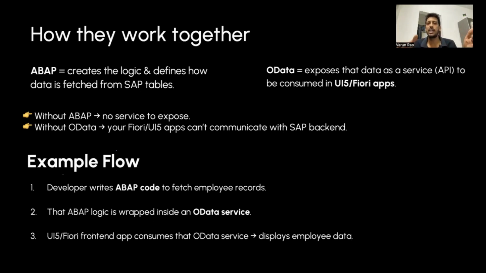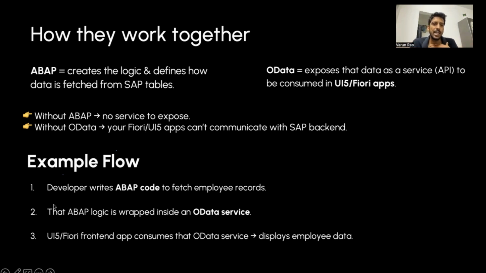Now, how do they work together? Like I just said, ABAP creates the logic and defines how the data should be fetched, while OData brings that data or exposes that data to UI5 Fiori. Now, without ABAP, there is nothing to show or expose in your OData. And without OData, your Fiori, that is your front end, cannot communicate with the backend. So, is OData like an API? Well, the answer is yes.